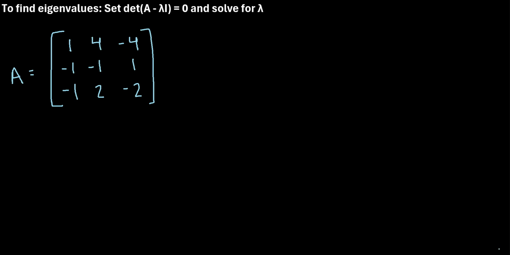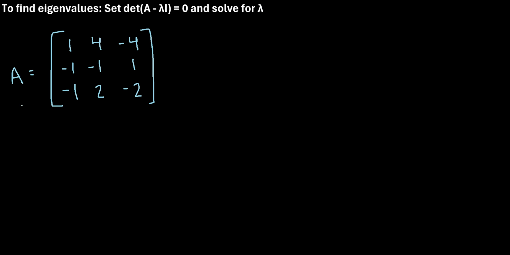In this video, we will talk about how to find the eigenvalues of a matrix. So here's the formula that we use. To find the eigenvalues, we set the determinant of A minus lambda times the identity matrix equal to 0, and we solve for lambda. So let's check out an example.